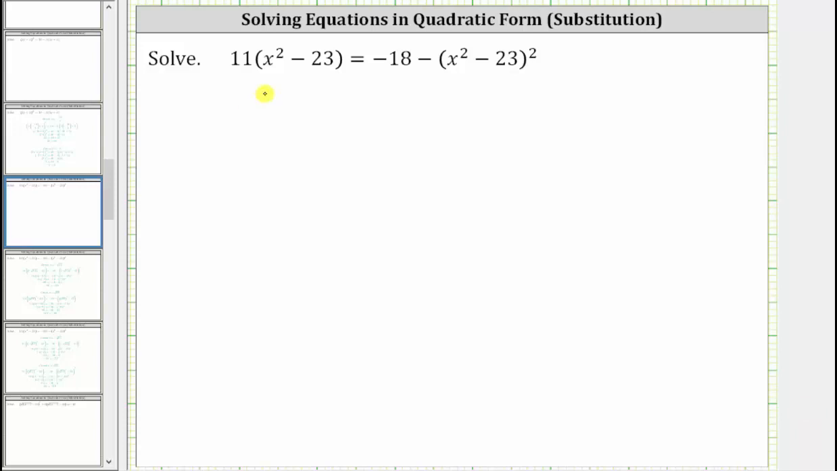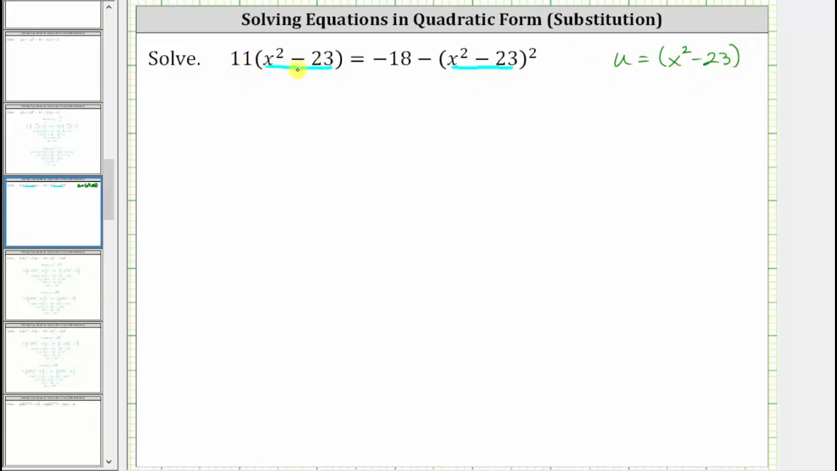We are asked to solve the given equation. This equation is considered to be in quadratic form because if we perform a substitution, the equation will simplify to a basic quadratic equation. Looking at the equation closely, notice how we have one factor of the quantity x squared minus 23 here, and we have two factors of the quantity x squared minus 23 here. So if we let u equal the quantity x squared minus 23 and perform substitution, this will simplify the equation.